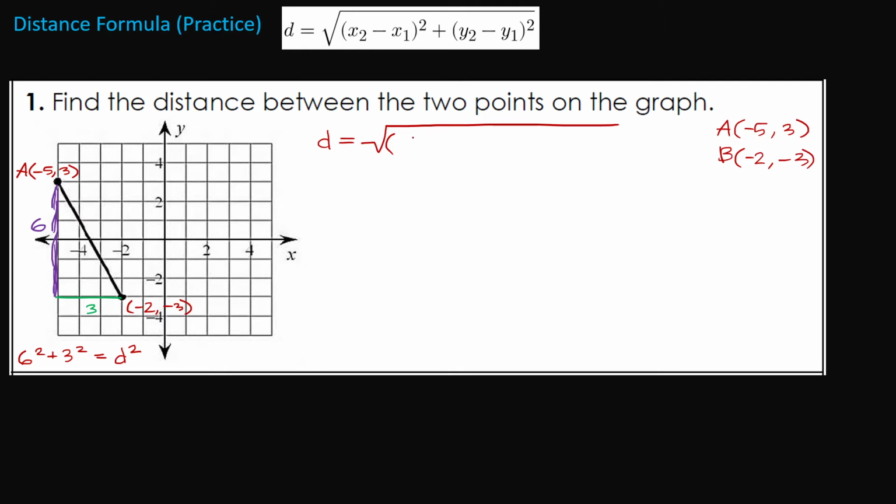So let's just start with -5 minus -2 squared. The difference between the x values squared plus the difference in the y values squared. So this, in the same order, would be 3 minus -3 squared. And now all we need to do is simplify to find the length of segment AB.